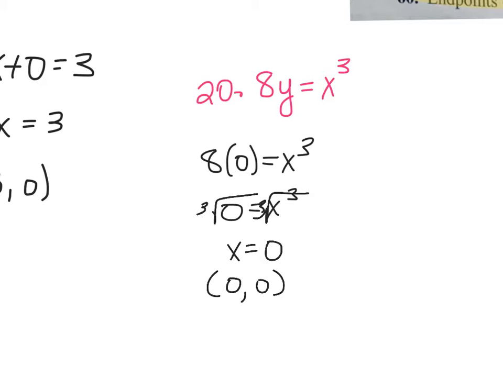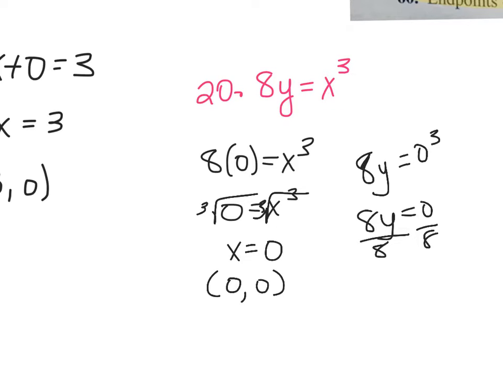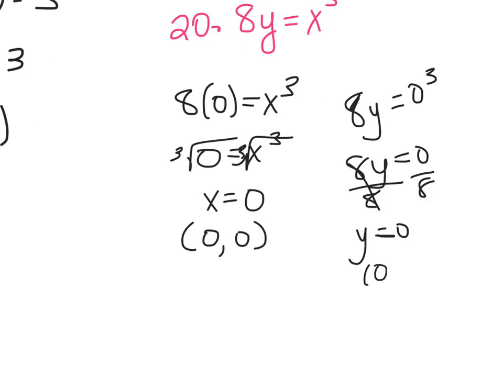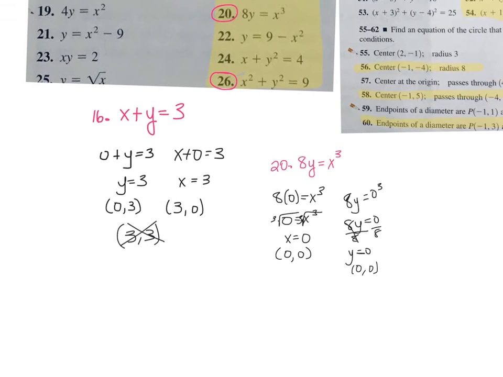So over here, I'm going to say 8y equals 0 cubed. So 8y equals 0. What do we do? Divide both sides by 8, so I get y equals 0. Well, how do I write that as a point? 0, 0. That's okay. You can get the intercept to be the same. That's all right. But that's how you guys would show me your work. You can leave it as x equals 0 or y equals 0, or you can write it as a pair. I'd like you to write it as a point, but if you don't, it's not that big of a deal.